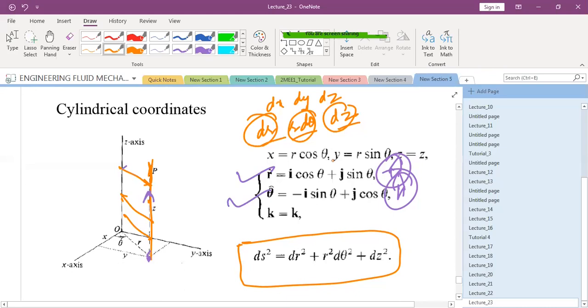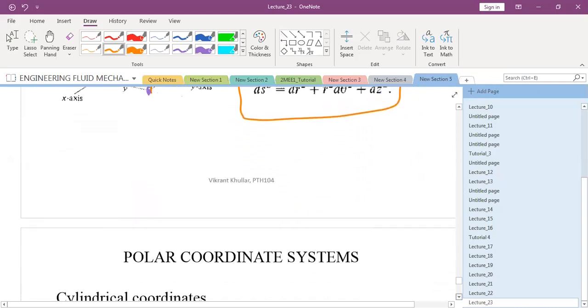Now, what about spherical coordinates? Any doubts in the 2D polar coordinate system and cylindrical coordinate system? Any doubts to anyone? What about the spherical coordinate system? I am coming to the spherical coordinate system now.